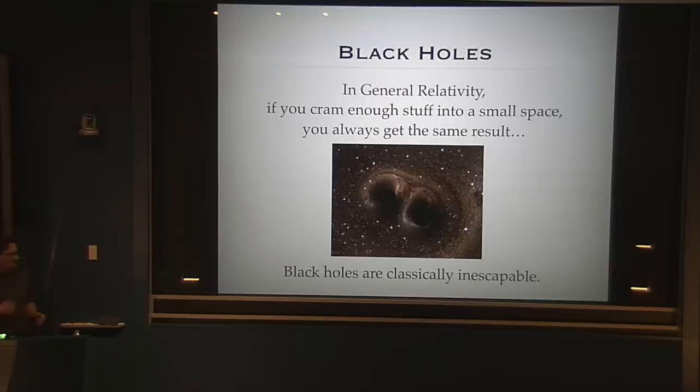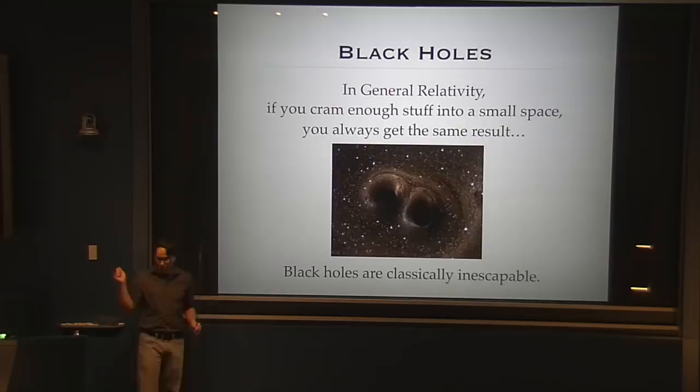So in general relativity, if you start with a bunch of stuff, no matter what that stuff is, be it an encyclopedia or a Honda Civic or the Earth, if you take all that stuff and you cram it down into a small enough space, you always get the same result, which is a black hole. And once you make that black hole, classically it will be inescapable. It will have what's called an event horizon. The event horizon is this place where gravitational curvature is so strong that if you cross the horizon, you can never come back.